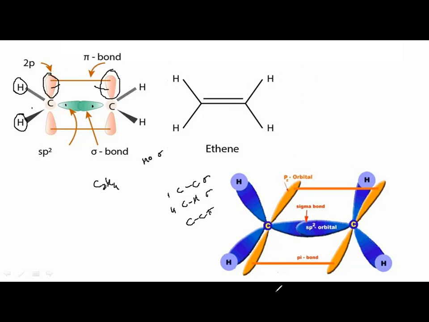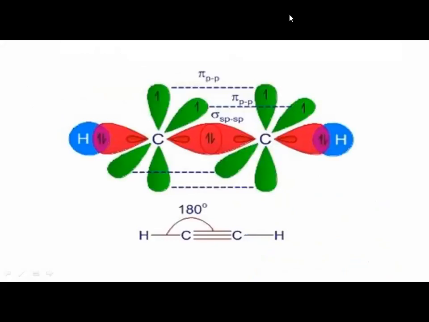So this is the orbital view diagram for the ethene molecule. These are unhybridized orbitals, which are parallel to each other. Rest all, see here, hydrogen overlapping with carbon. This is the carbon-carbon sigma bond, and these are carbon-hydrogen sigma bonds. Is that clear? Yes. And this is the ethyne molecule. See, there are only two.